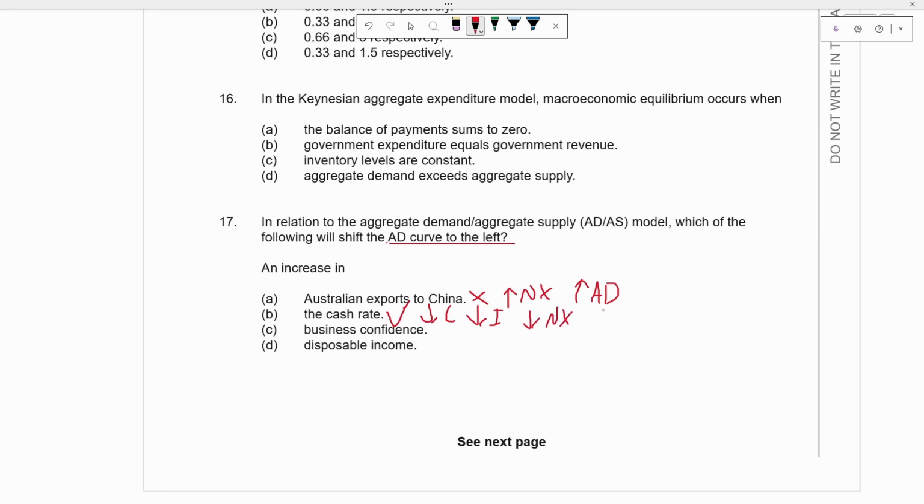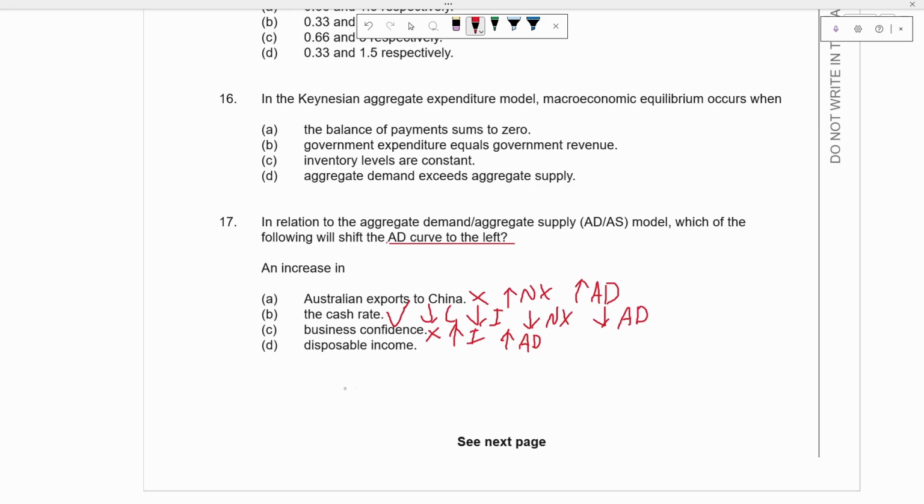With these factors, it would decrease aggregate demand, therefore shifting the curve to the left. C, business confidence. This one is incorrect. If business confidence increases, this would increase the amount of investment and therefore increase aggregate demand, which will shift the aggregate demand curve to the right.